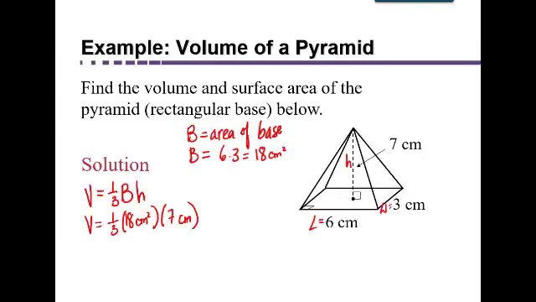Okay, now the order in which you multiply the numbers doesn't matter. Remember, when you take 1/3 of something, that's the same as dividing it by 3. So 3 goes easily into 18, so that's nice. So 1/3 times 18, a third of 18 is 6 square centimeters times 7 centimeters. That means the volume is 6 times 7 is 42. Centimeters squared times centimeters to the first power would be centimeters cubed. Or you can just remember that the volume always has cubic units. All right, so that's how we would find the volume of this guy.